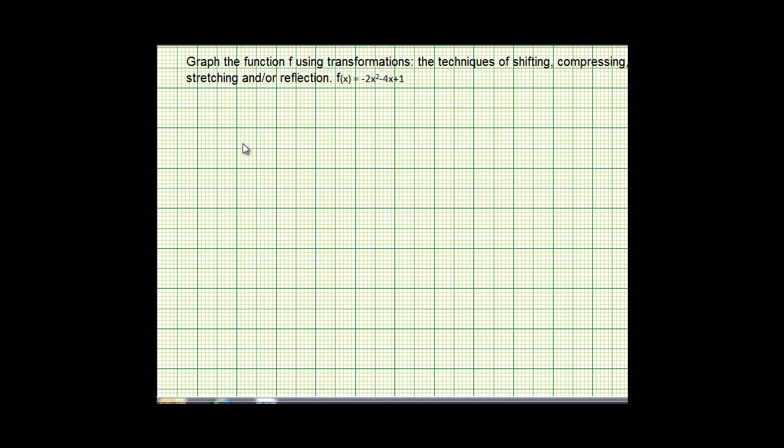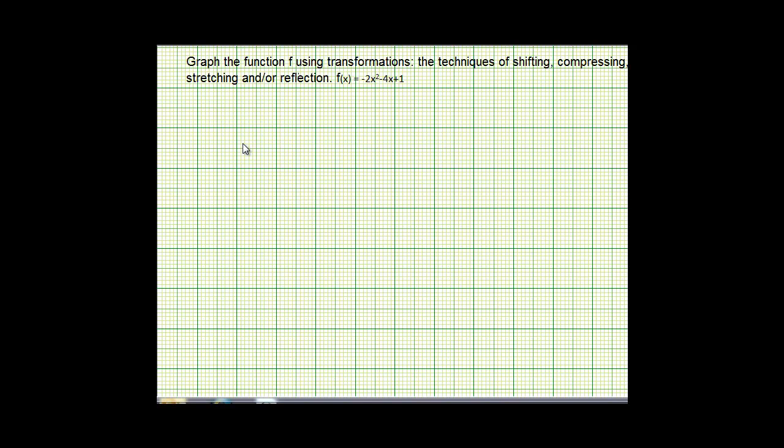So we're going to solve this problem: graph the function f using transformations, the techniques of shifting, compressing, stretching, or reflecting. f of x equals negative 2 multiplied by x squared minus 4x plus 1. We know this is a quadratic equation. It's a specific kind of polynomial.